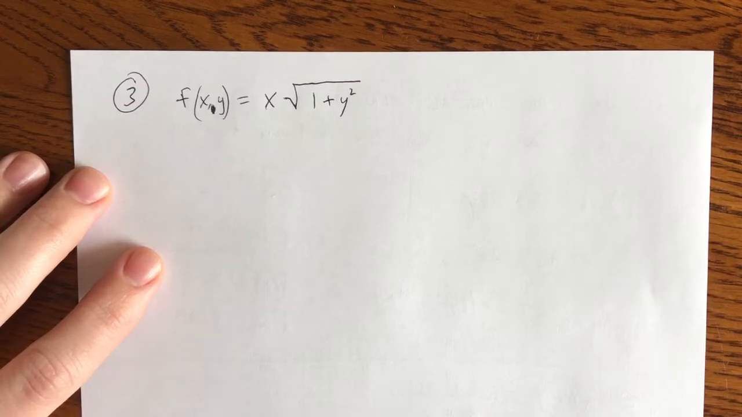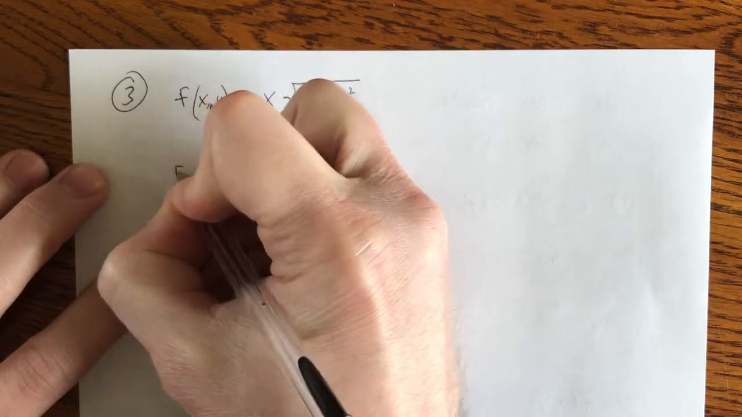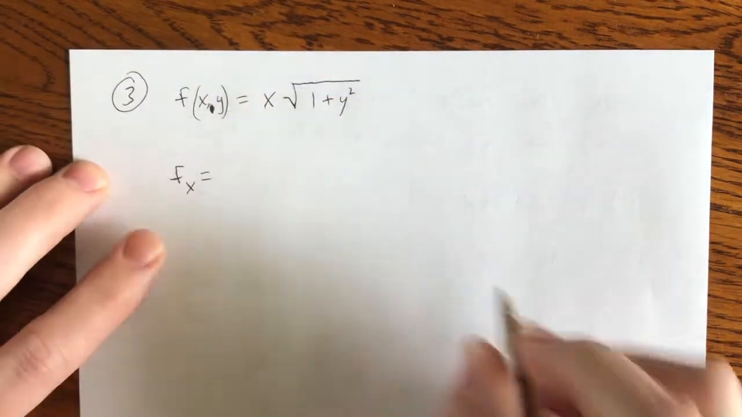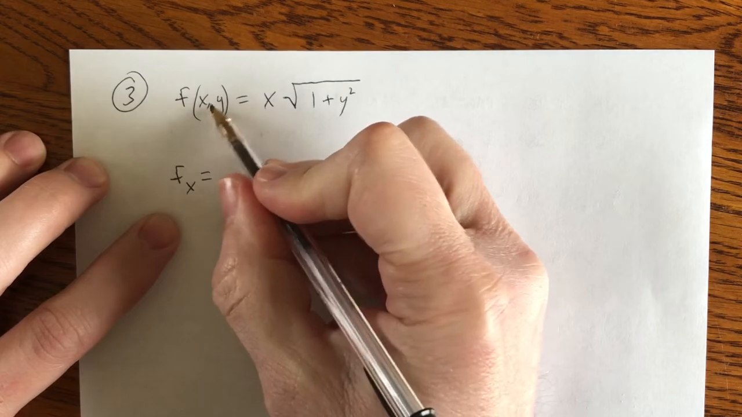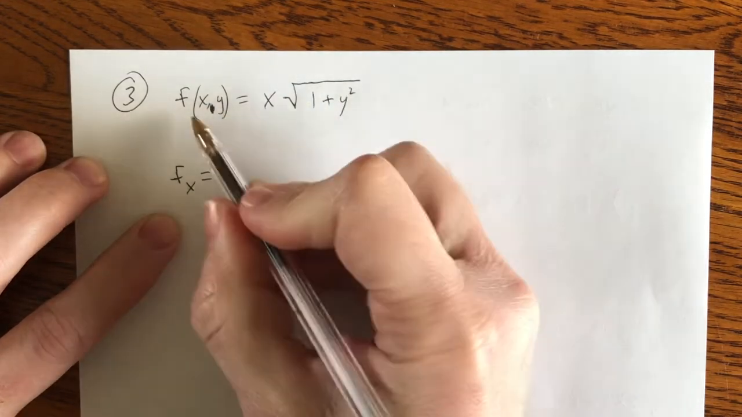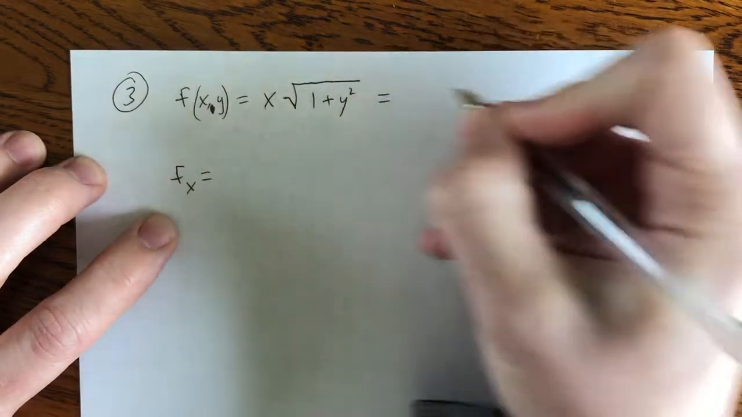Let's take a look at one that involves the use of the chain rule. So let's look at the first partial with respect to x here. My pen got out of control, but this is f of xy equaling this function.